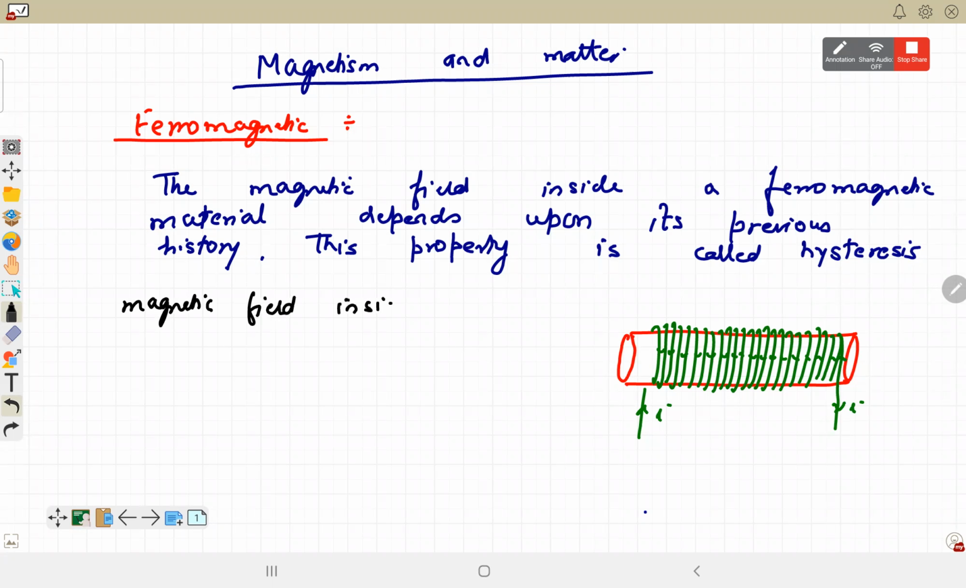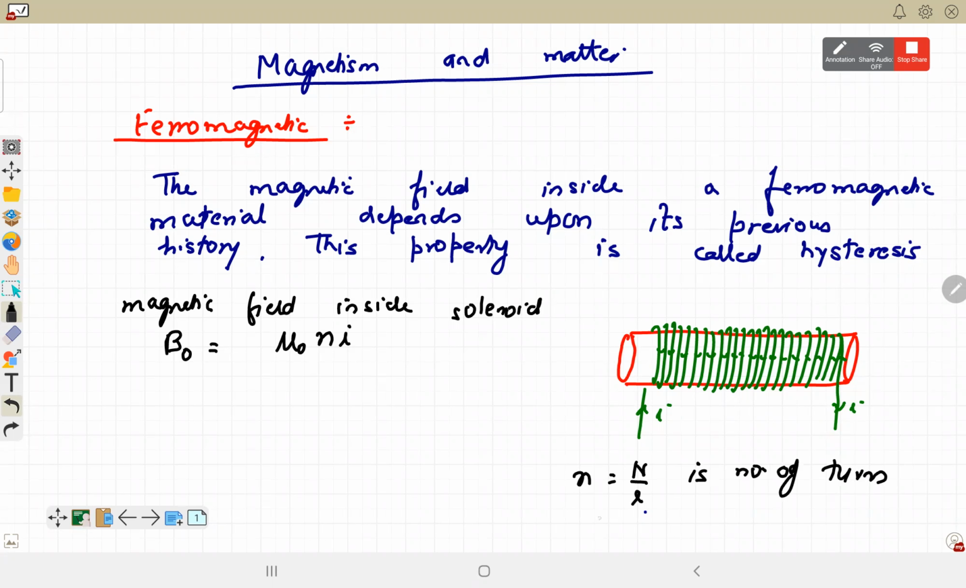Magnetic field inside the solenoid will act as the external magnetic field. In this external magnetic field, an iron rod is kept. B = mu naught n I. Small n here is number of turns per unit length, and I is the current passed.